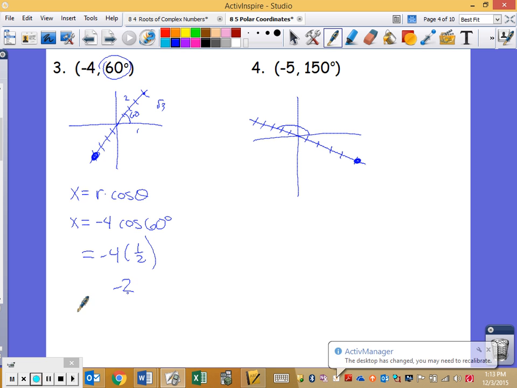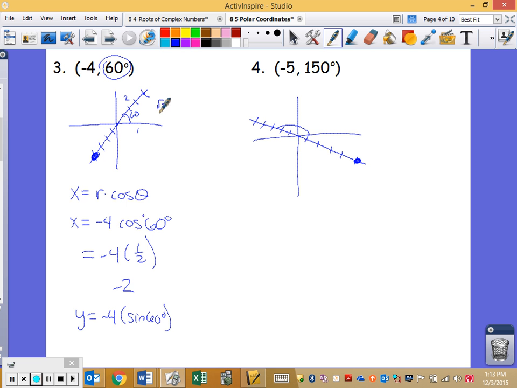How about the y value? Y equals also -4, but what's the sine of 60? Well, if cosine's 1/2, sine's going to be √3/2. What's -4 times √3/2? -4/2 is -2 times √3. So y equals -2√3. So what is my coordinate point? My rectangular coordinates, if I wanted to go x, y. -2. I'm left 2. I'm down 2√3.